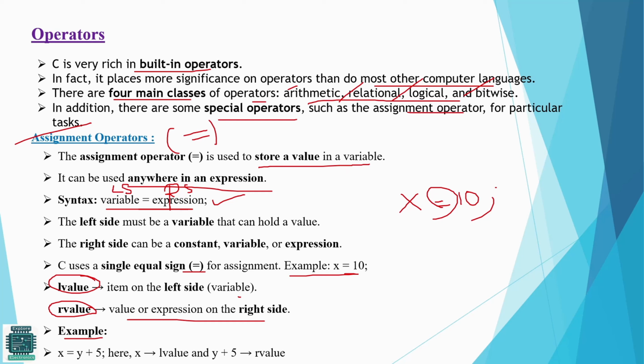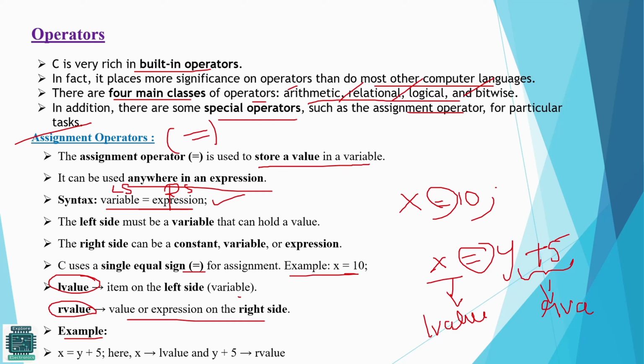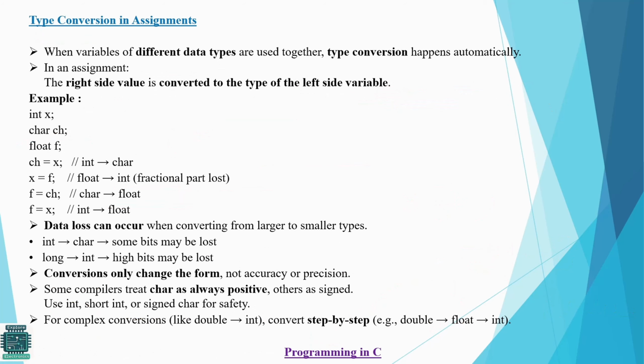For example, x is equal to y plus 5. I'll write here x = y + 5. Here, x is called the L value because it's on the left side. This is the assignment operator, and y plus 5 is on the right side. That's why it is called the R value. That's what is given here.